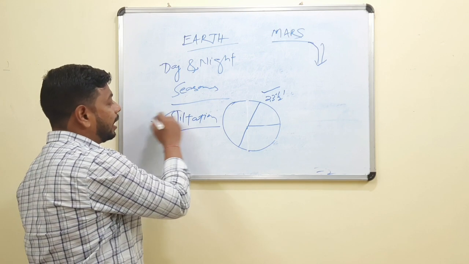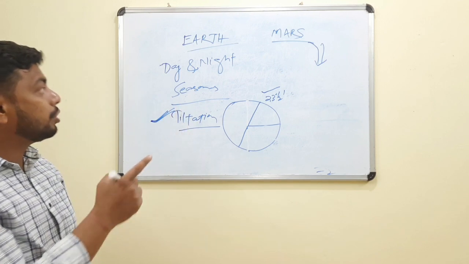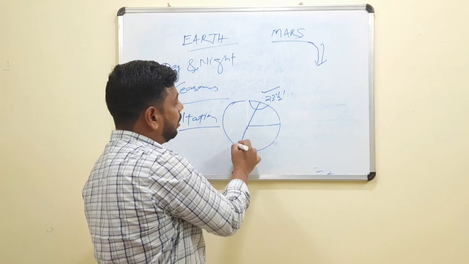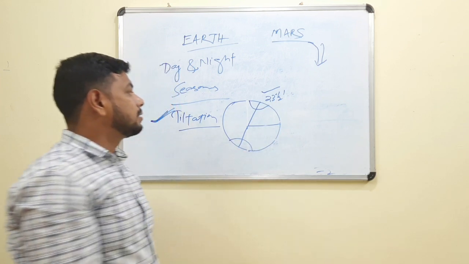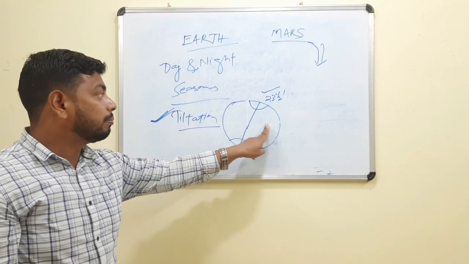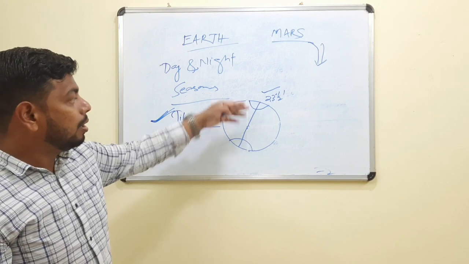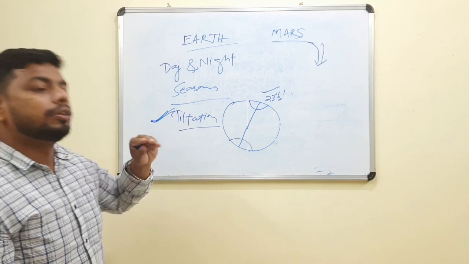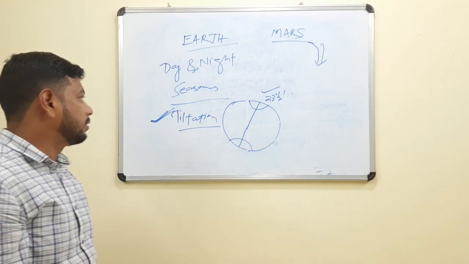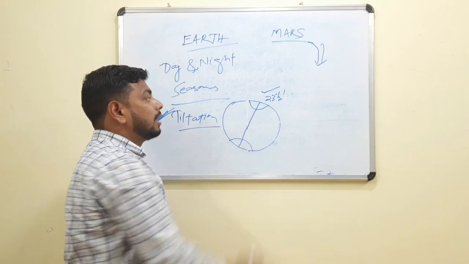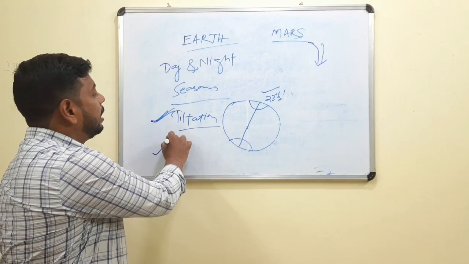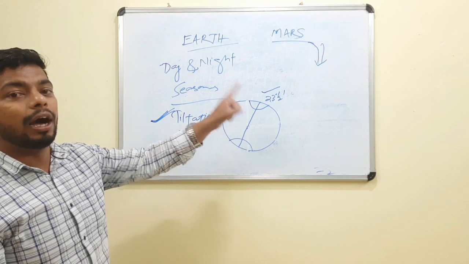Next, this is very important, guys: due to the tilt, rotations and revolutions, the polar areas experience summer seasons or winter seasons for around 6 months. I will tell in a later phase, right? But what we understood is that the earth's tilt is 23 and a half degrees.